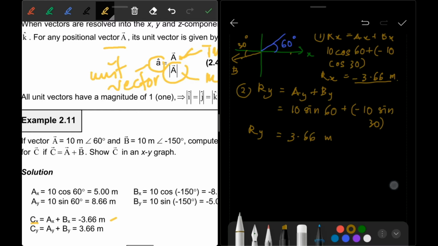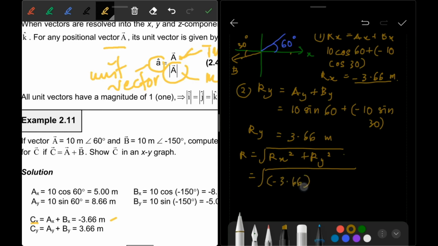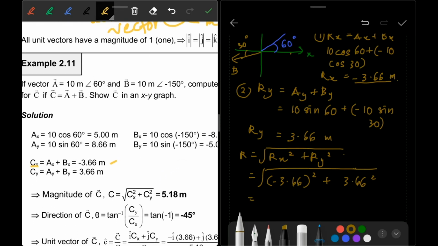Again, to find their magnitude, you have to use Pythagoras theorem. So Rx square plus Ry square. Here when you calculate, minus 3.66 square plus 3.66 square, you will get R equal to 5.18 meter. This is the magnitude. Solution number 1, magnitude.